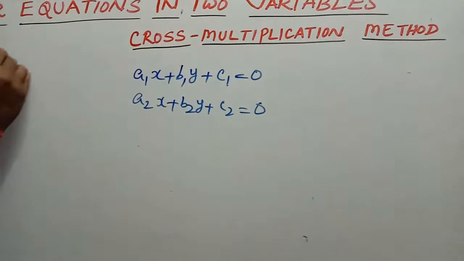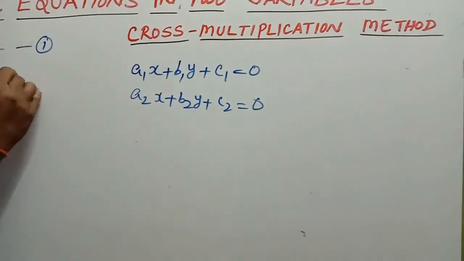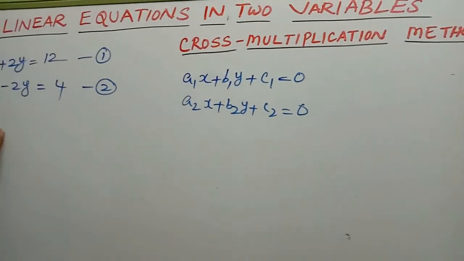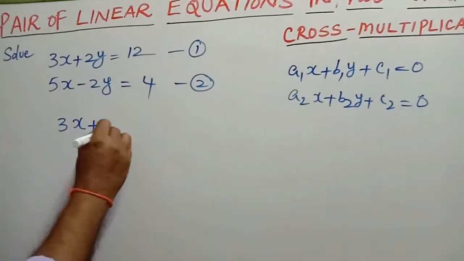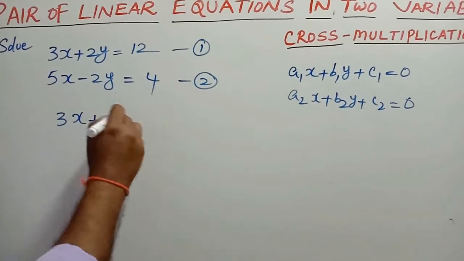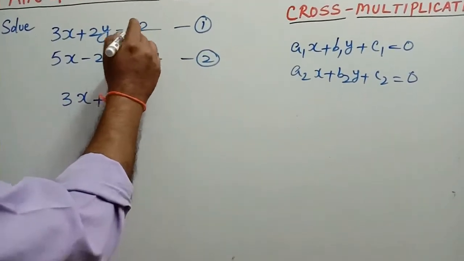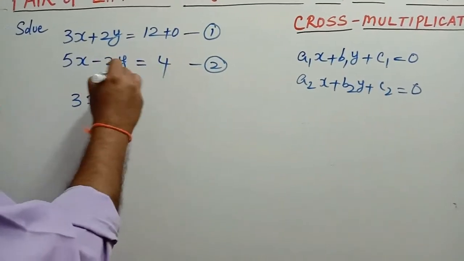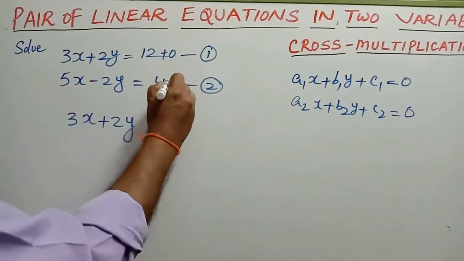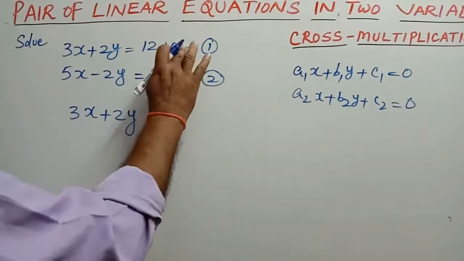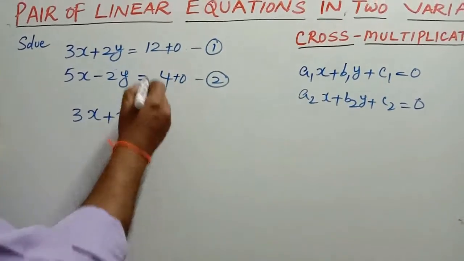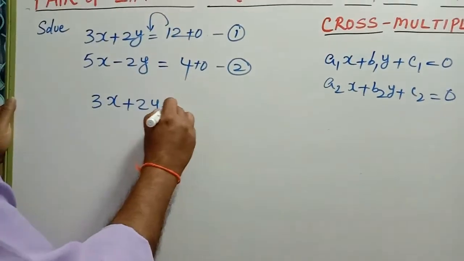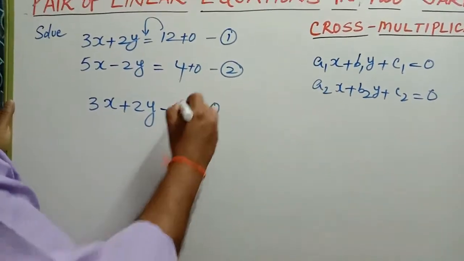This is equation 1, this is equation 2. The first equation I am converting into general form. 3x plus 2y is equal to 12. Transposing this plus 12, we can write 12 plus 0. That plus 12 will be transposed from LHS to RHS. That will be 3x plus 2y minus 12 is equal to 0.